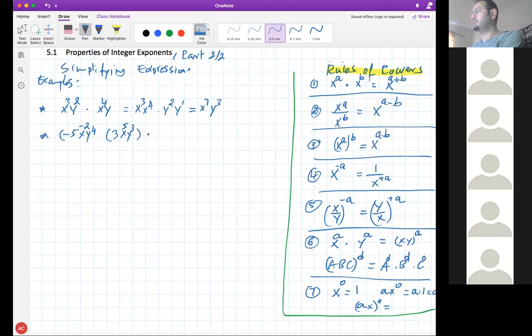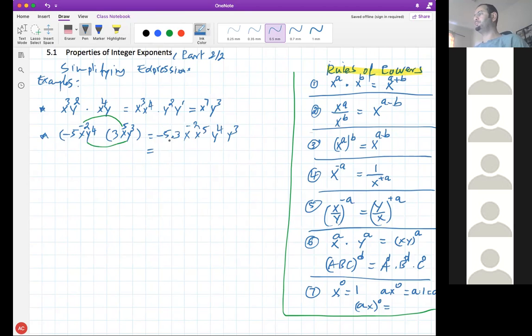Okay, so it's the same idea here. We're going to multiply these two. So first we need to multiply the numbers. These are just regular numbers, not powers. So we're just going to multiply them. So -5 times 3. Then we need to multiply the x's together and also the y's together, just like we did in the previous example. So this would be x^-2, x^5, and the y's together, we have y^4 times y^3. That's it. So we multiply the numbers together, and then we multiply the similar variables together.